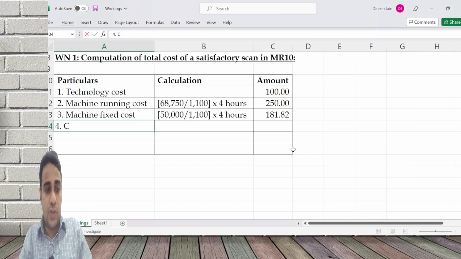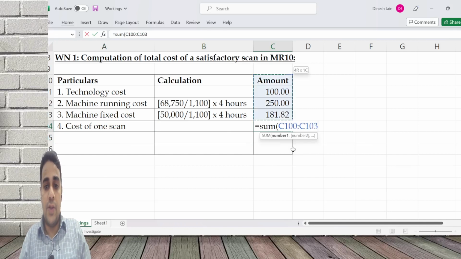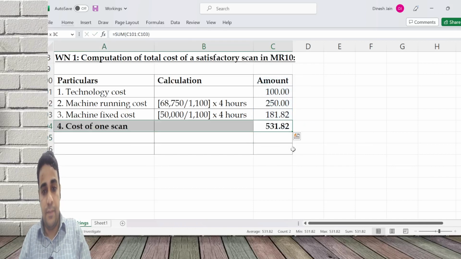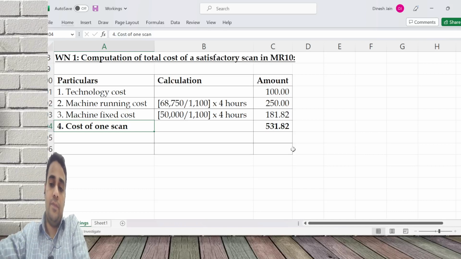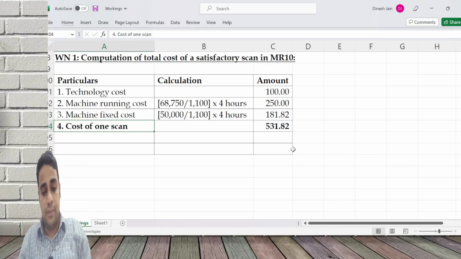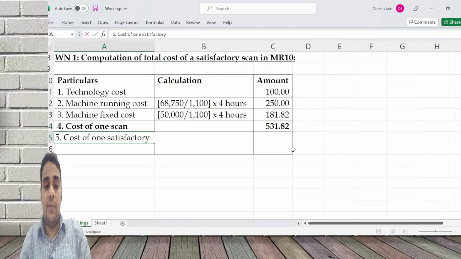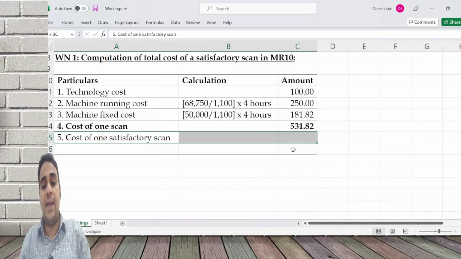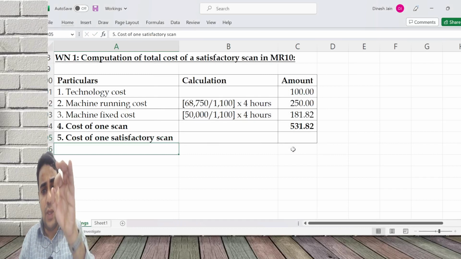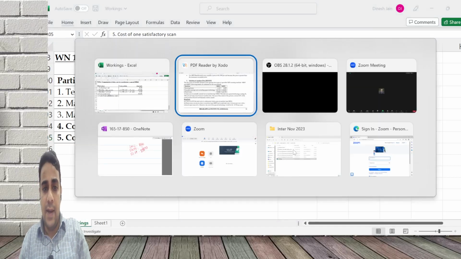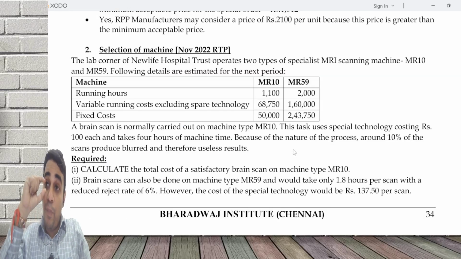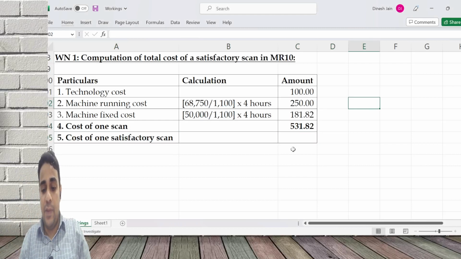So cost of one scan, cost of one satisfactory scan. The difference between a scan and a satisfactory scan. Satisfactory means it should give me the result. Satisfactory scan is, if you do one scan, you'll get only 0.9.